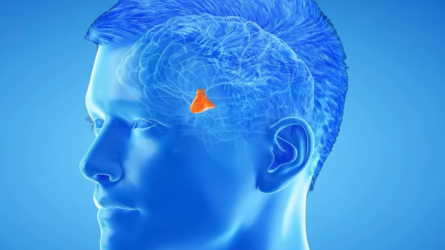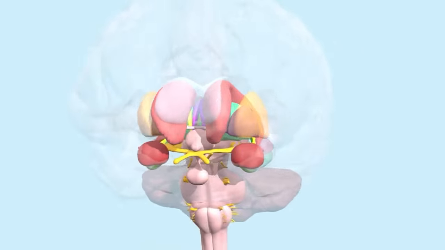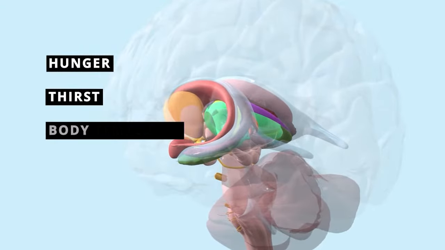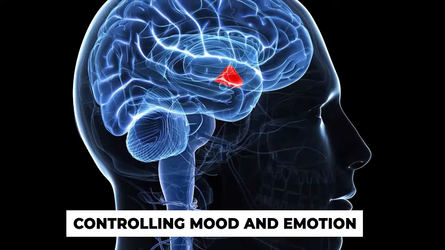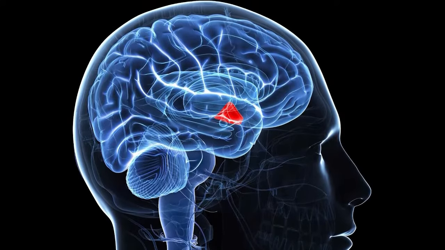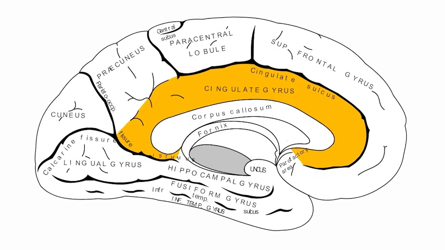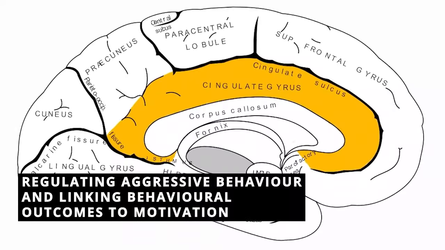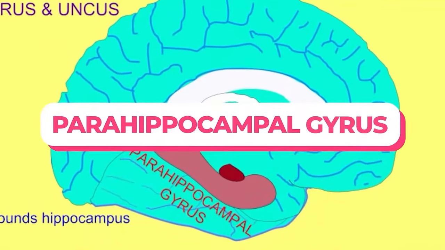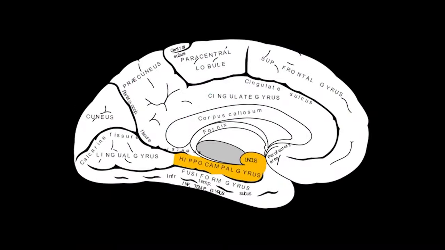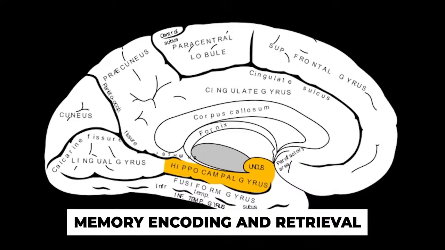Hypothalamus. Situated beneath the thalamus, the hypothalamus regulates vital functions like hunger, thirst, body temperature, and sleep. It also helps in controlling mood and emotions and is integrally linked to the endocrine system. Cingulate gyrus. An arc-shaped region that plays a role in regulating aggressive behavior and linking behavioral outcomes to motivation. Parahippocampal gyrus. Surrounding the hippocampus, this region plays a role in memory encoding and retrieval.